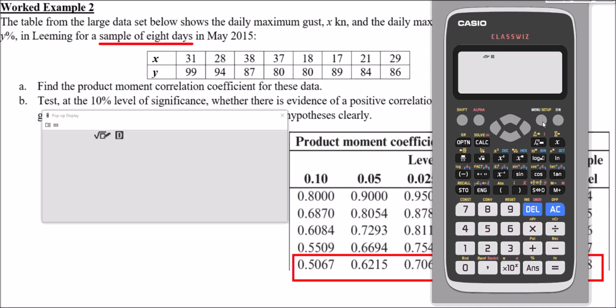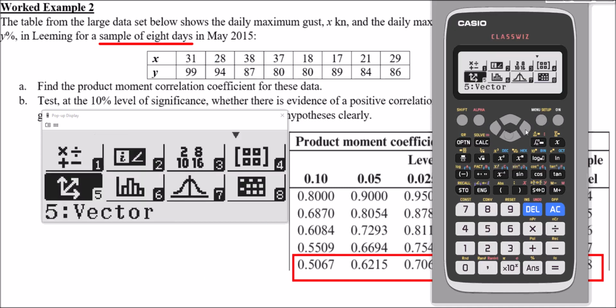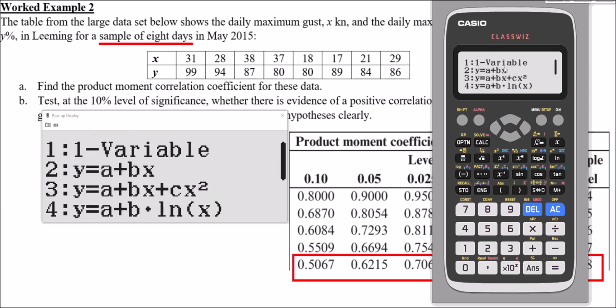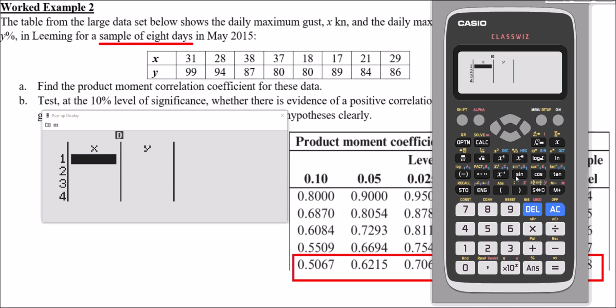So what we're going to do, get the calculator, we're going to press menu, we're going to scroll to statistics. We want a linear relationship so we can work out what the linear PMCC would be. So press 2. Then we just type in our values for X and Y. So 31 first. Then we're going to type in 28. Next is 38, 37, 18, 17, 21, 29. Then scroll back up and type in the corresponding values for Y.